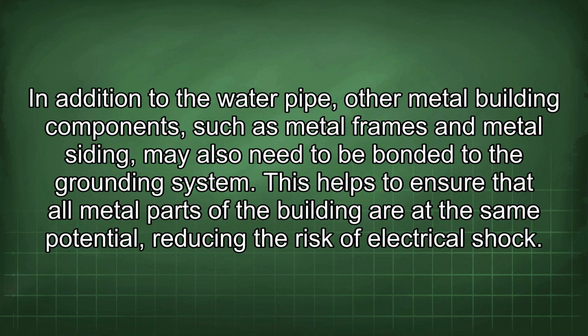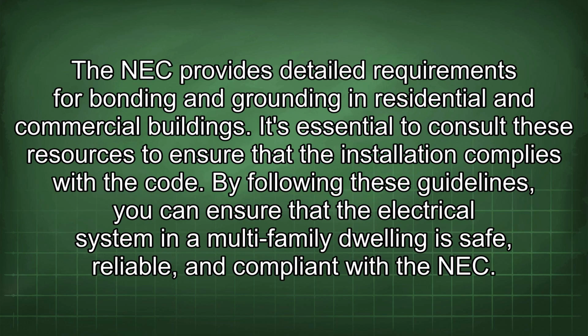In addition to the water pipe, other metal building components such as metal frames and metal siding may also need to be bonded to the grounding system. This helps to ensure that all metal parts of the building are at the same potential, reducing the risk of electrical shock. The NEC provides detailed requirements for bonding and grounding in residential and commercial buildings. It's essential to consult these resources to ensure that the installation complies with the code.